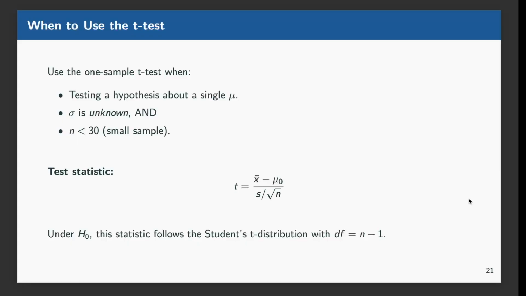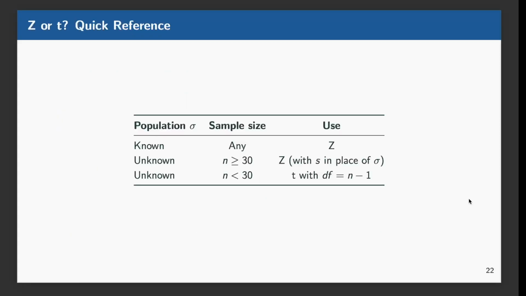Let's pin down precisely when each tool applies. Here's one clean decision rule, genuinely worth memorizing completely, because you will use it constantly. If sigma is known, use z, no matter how large or small your sample size happens to be. If sigma is unknown, but n is 30 or more, you can still safely use z, simply substituting s in for sigma. If sigma is unknown and n is below 30, use t, with degrees of freedom equal to n-1.